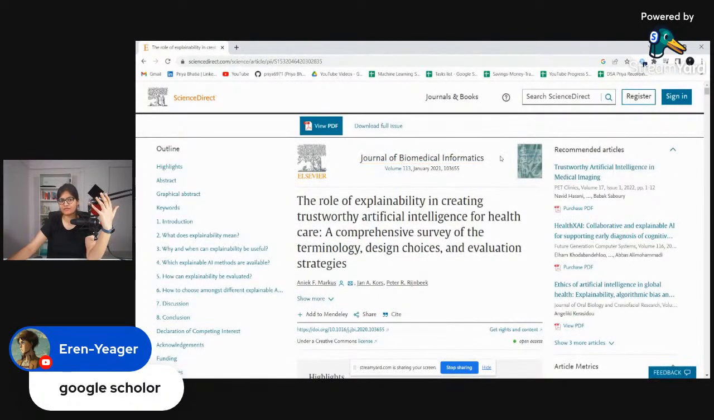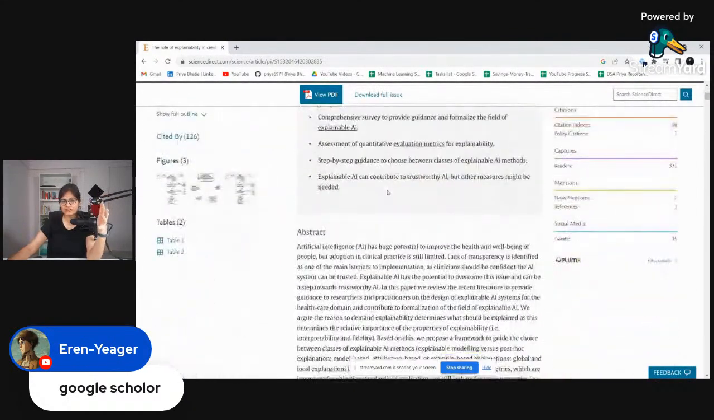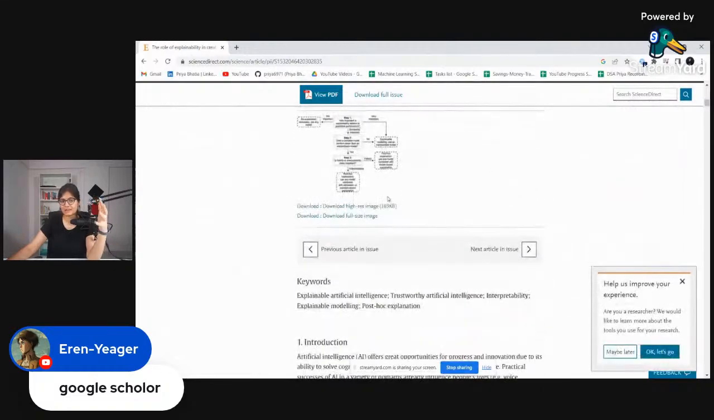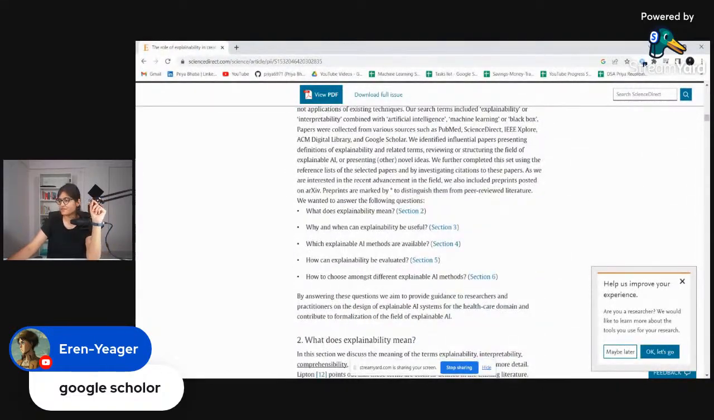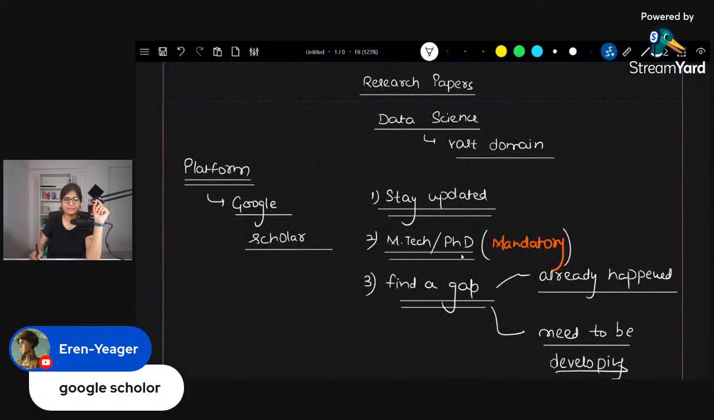In the Journal of Biomedical Informatics, you will be able to see the highlights, abstract, graphical abstract, and so on. Introduction and everything is there. So this is the very first platform which I really like, Google Scholar.